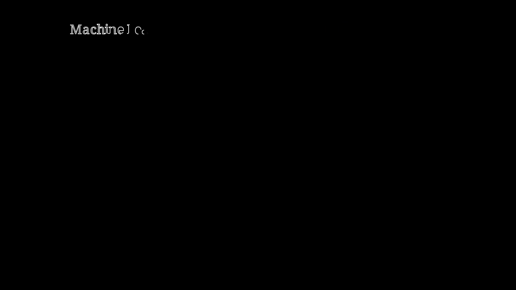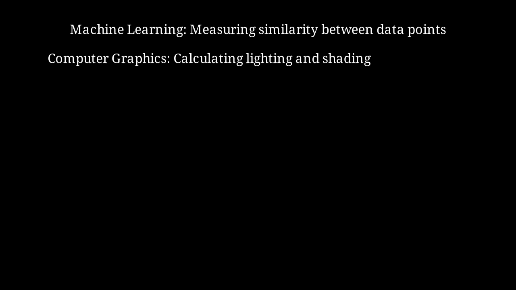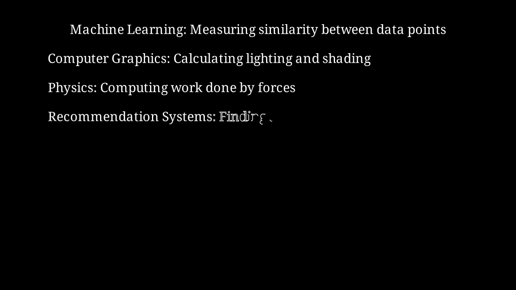Dot products have many important applications in mathematics and computer science. In machine learning, dot products measure similarity between data points, helping algorithms classify and cluster information. In computer graphics, dot products determine how light reflects off surfaces for realistic rendering. In physics, the dot product calculates the work done when a force moves an object. Recommendation systems use dot products to find items similar to what you like.